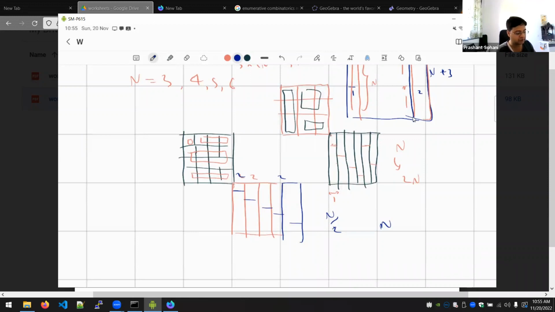Okay, so I'm just outlining the strategy. There are a lot of details to be filled, like what will happen in the odd case, the even case, and how will you ensure that no 2 parts are congruent. But you can work out those details. So I'll give you some time to think and complete the problem this way.